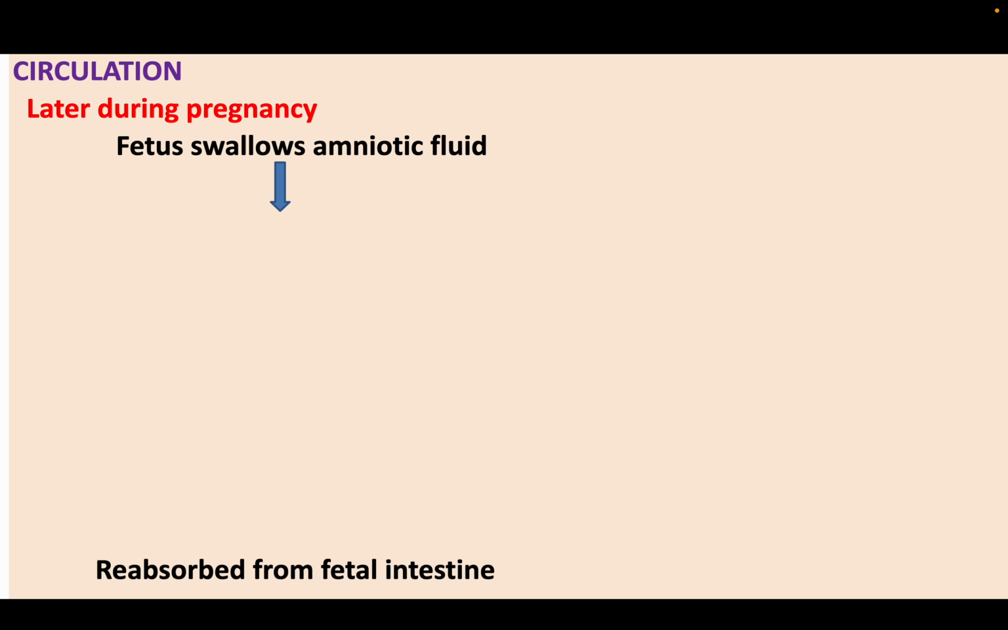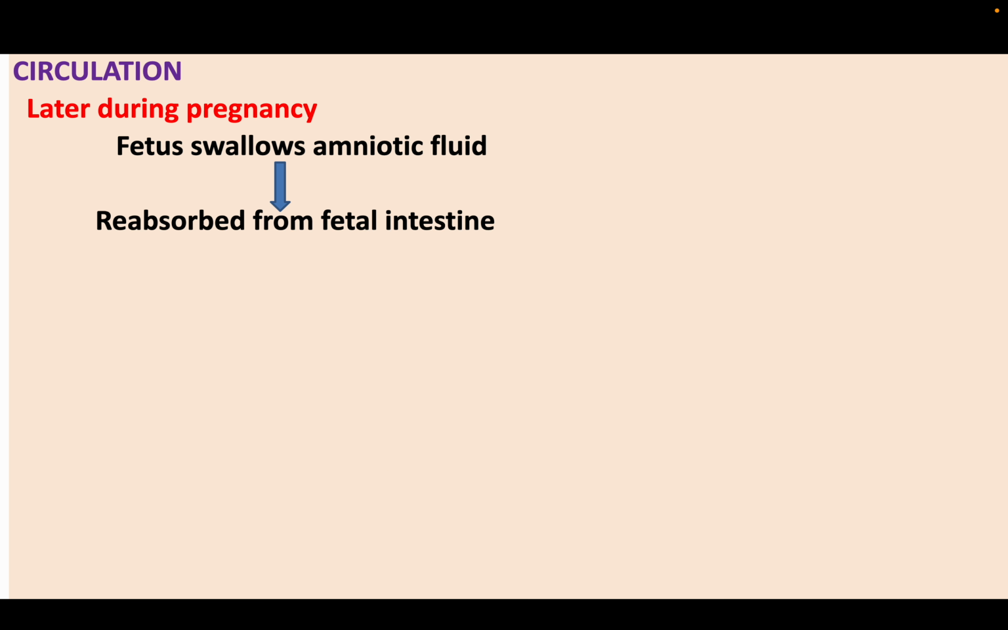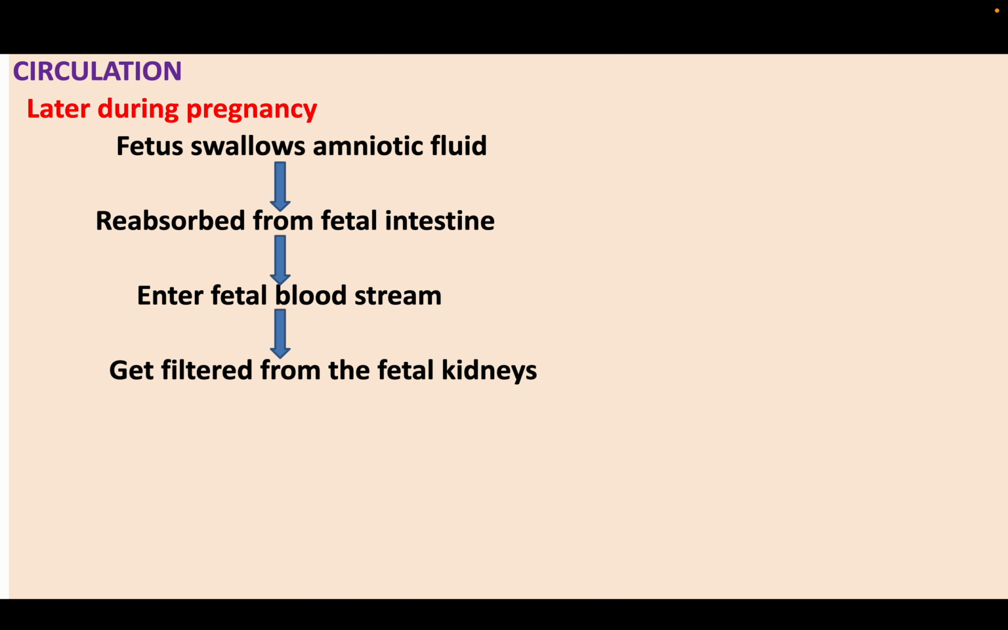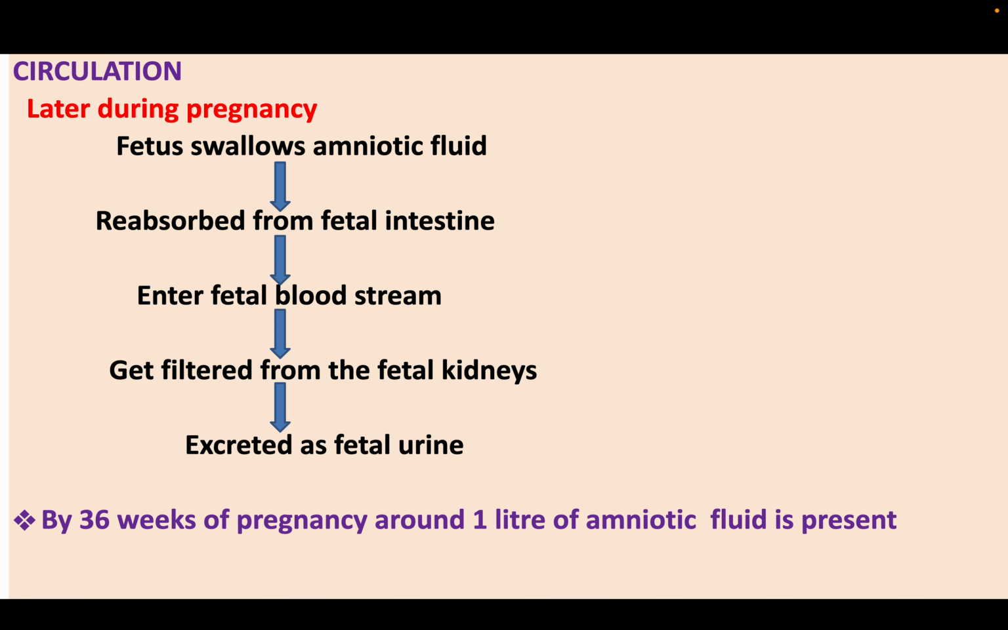So circulation of the amniotic fluid is later during pregnancy. The fetus swallows amniotic fluid. Now what happens next to it? It is reabsorbed from the fetal intestine. Then it enters the fetal bloodstream. Then it gets filtered by the fetal kidneys and excreted as fetal urine. So by 36 weeks of pregnancy, around 1 liter of amniotic fluid is present.